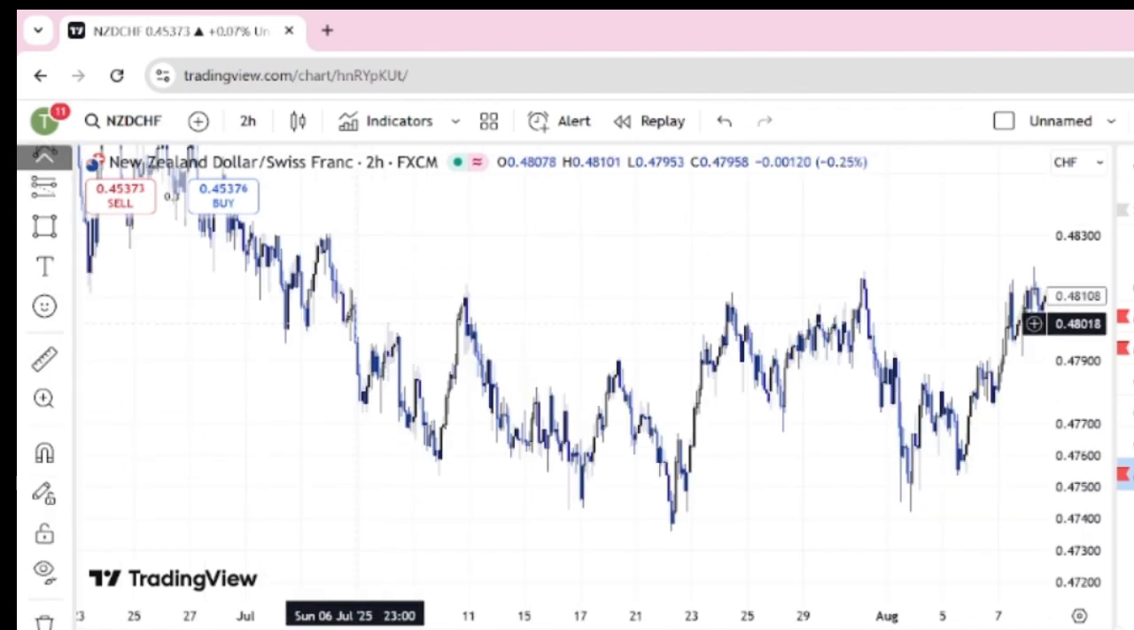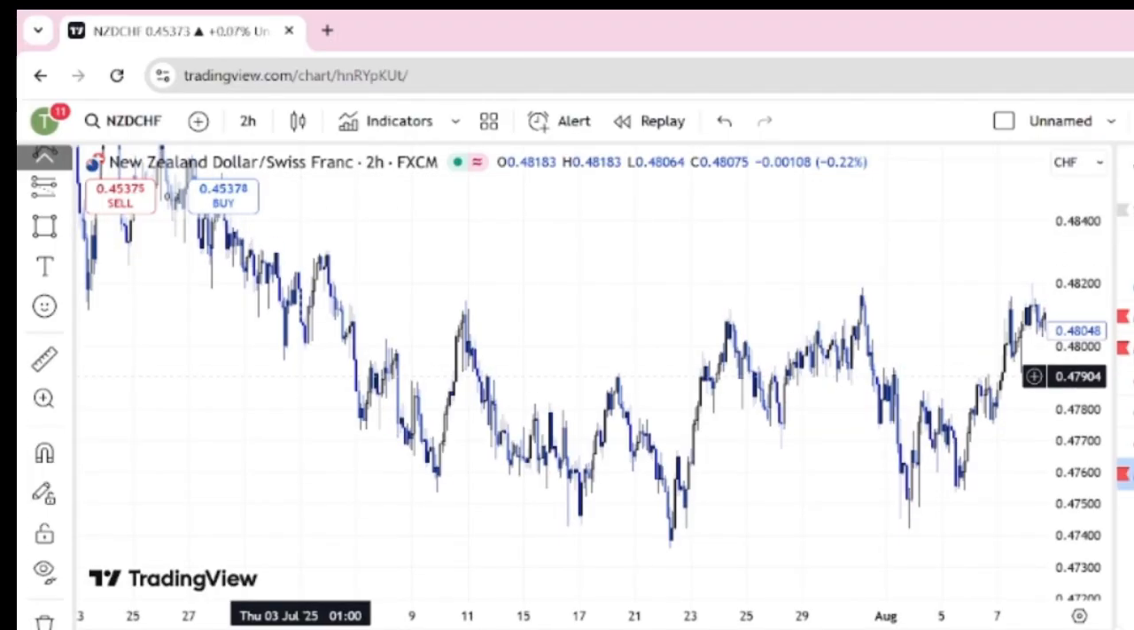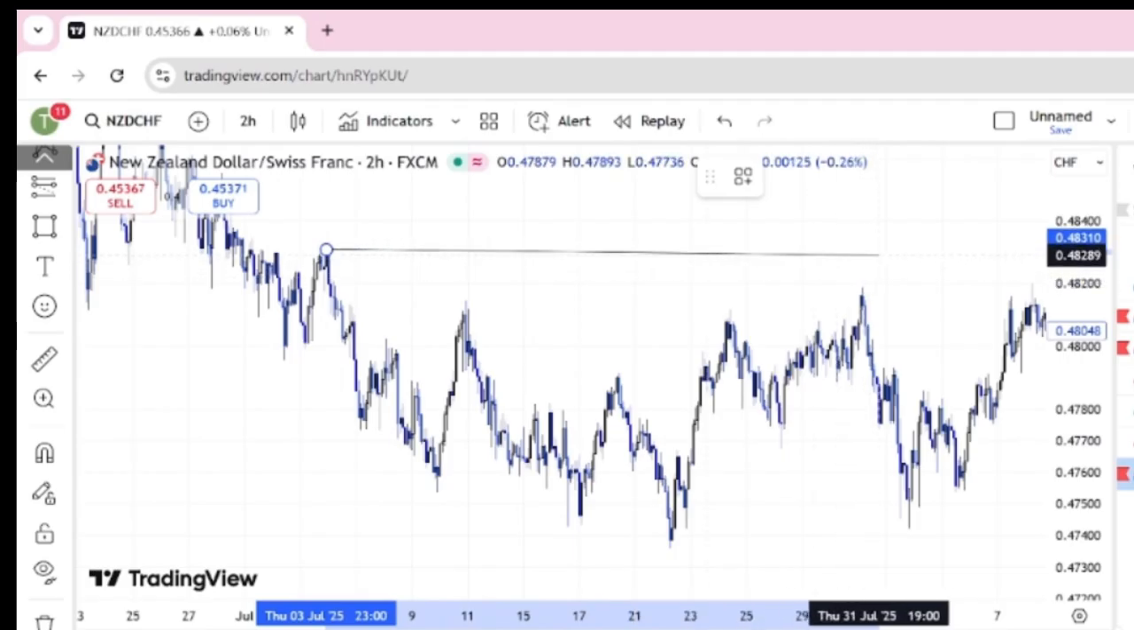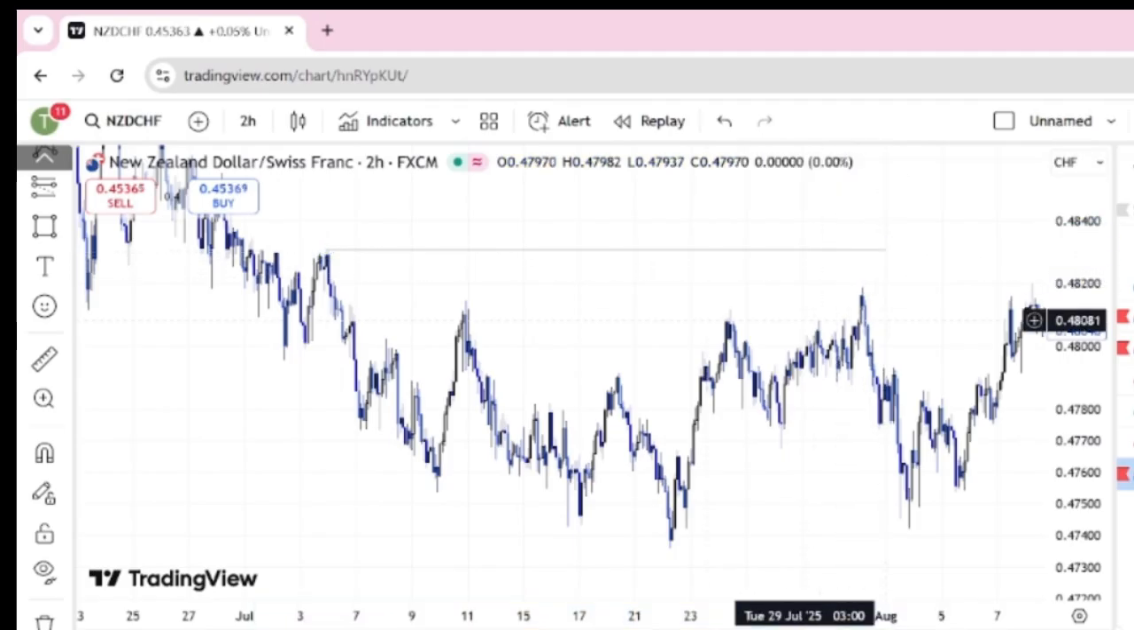So let's go. So here we are on NZD CHF 2 hours time frame, and I want us to look at this price action on this chart. Watch carefully, and do well to listen carefully too. So now let's look at this price action, looking at this price from this high here. Let's study this price action.